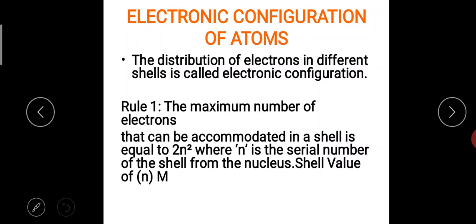We have to use the formula 2n square, where n represents the shell number. We saw that, right? K, L, M, N, or 1, 2, 3, 4. K is 1, L is 2, M is 3, N is 4. So in the place of n, you have to substitute the respective shell number and calculate the number of electrons.